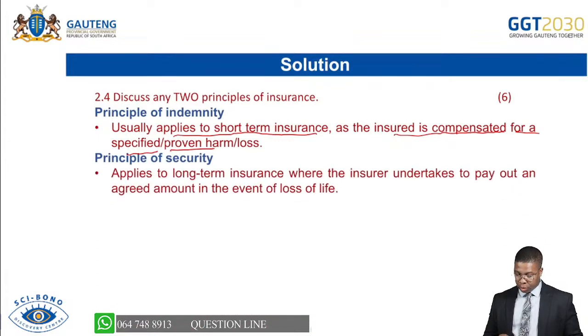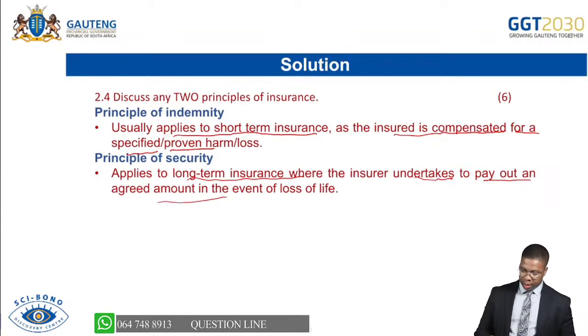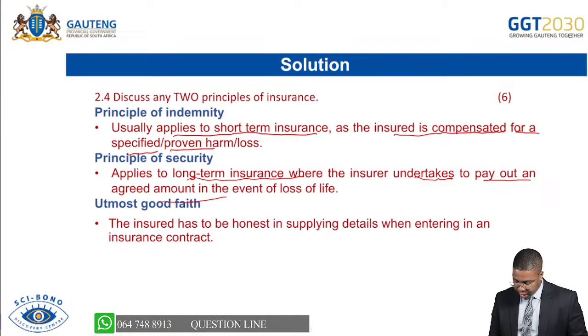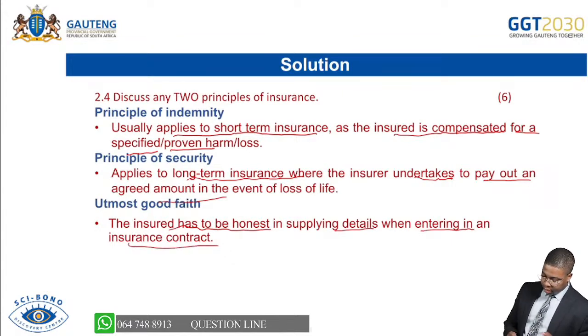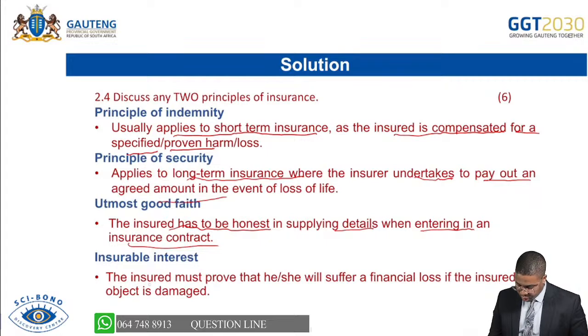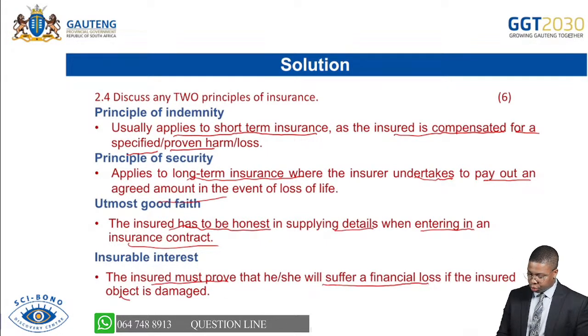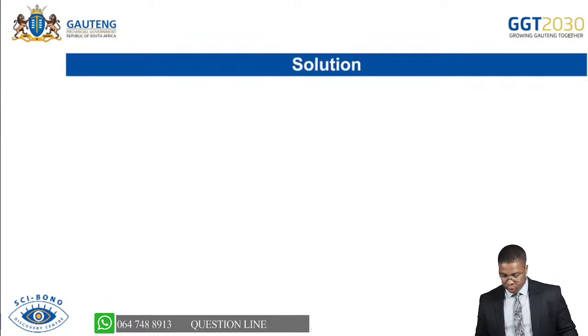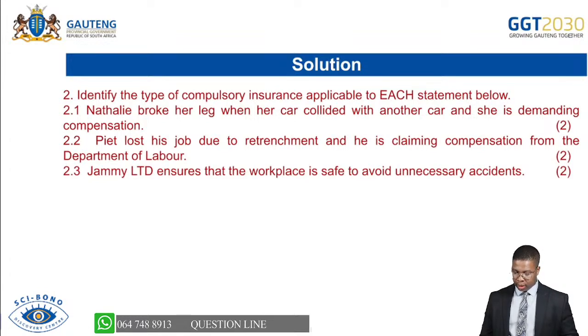But we also have another principle, which is the principle of security, which is applicable to long-term insurance, where the insurer undertakes to pay out an agreed upon amount in an event of loss of life. Then we also have what? The principle of utmost good faith. Here the insured has to be honest in supplying details when entering into an insurance contract. And the last part is your what? Insurable interest. The insured must prove that he or she will suffer financial loss if the insured object is damaged or ceases to exist. Then we proceed with what now?